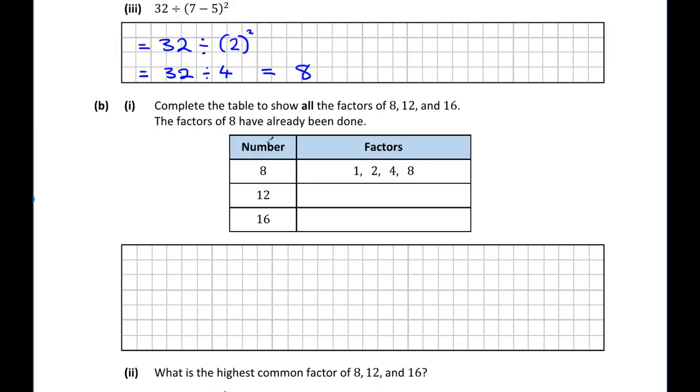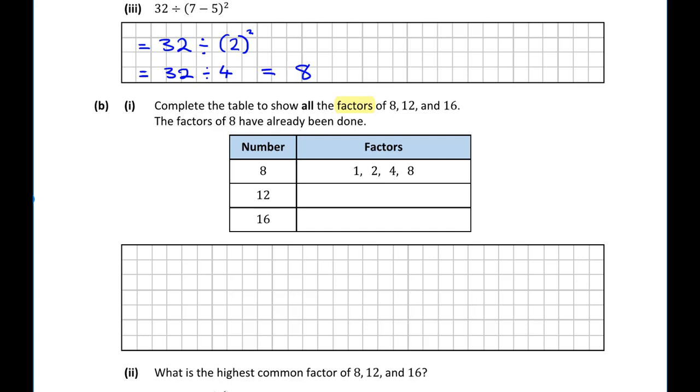Here, complete the table to show all the factors, okay? So factors, that's important. These are numbers that we can multiply by whole numbers to make this target number, okay? So for 8, 1 times 8 is 8, 2 times 4 is 8. So they're the factors of 8. In other words, you can rephrase this in a million different ways. These are the numbers that divide evenly. I don't like the use of the word evenly, because even in maths is a number that can be divided by 2. Anyway, they're numbers that can divide into 8 and there's no remainder, okay?